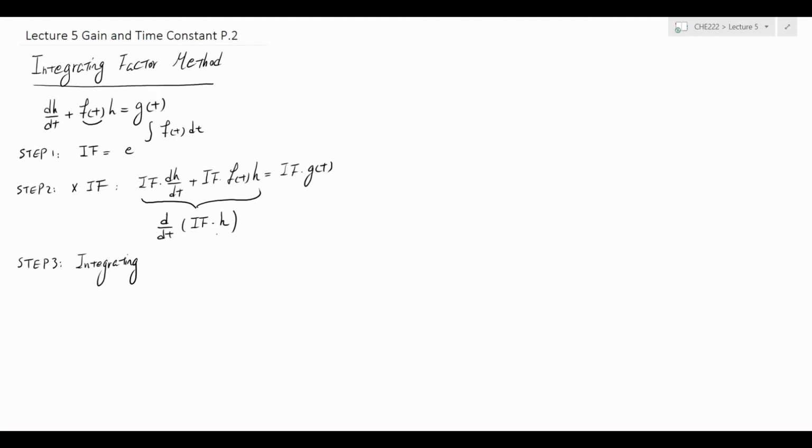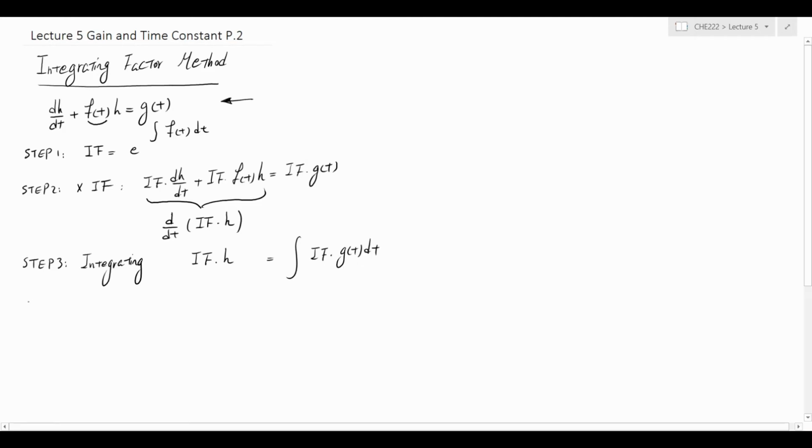If we integrate the left hand side of the equation, we will get IF times h, and if we integrate the right hand side, we will get the integral of IF times g(t) dt. Then we can perform step 4, which is dividing the two sides of the equation by IF, which gives us h.